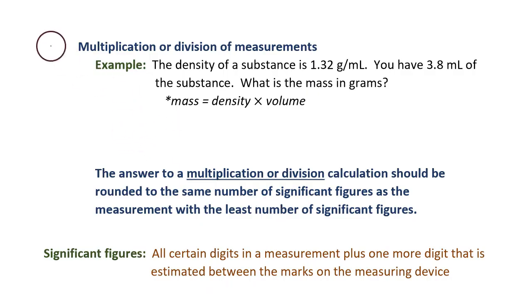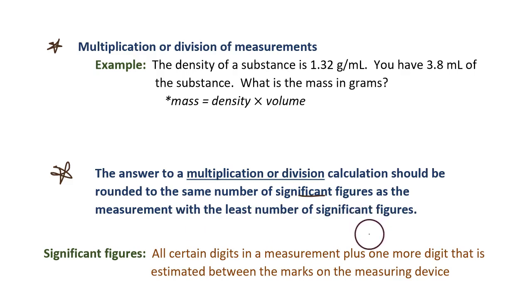Next, let's look at the situation that involves multiplication or division of measurements. Here is the key idea. The answer to a multiplication or division calculation should be rounded to the same number of significant figures as the measurement with the least number of significant figures.